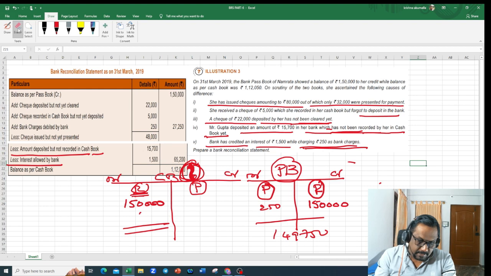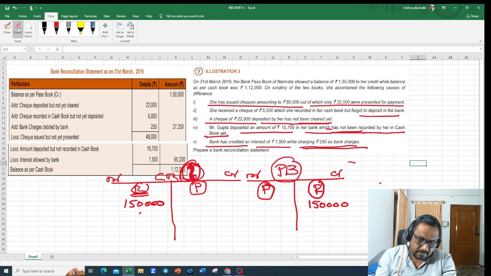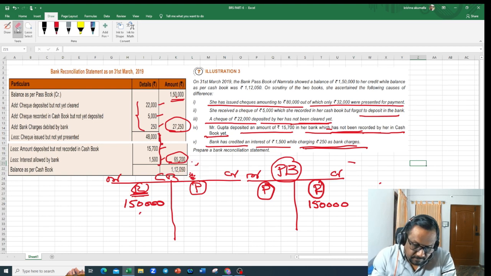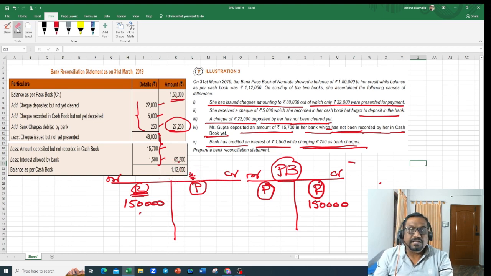Now let me clean and show you how this can be balanced. Now you see here, 1,50,000 is the passbook balance. This, and this: these three we have to add. So that has come to 27,250 we have to add. Then these three we need to subtract. So this is coming to 65,200 we need to subtract. So 1,50,000 plus 27,250 minus 65,200 is coming to 1,12,050. So 1,12,050 is the closing balance.